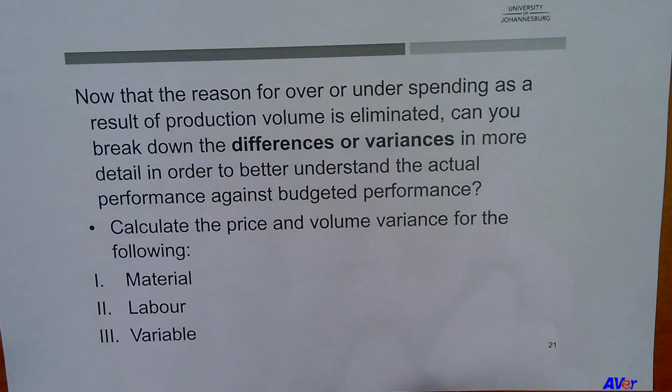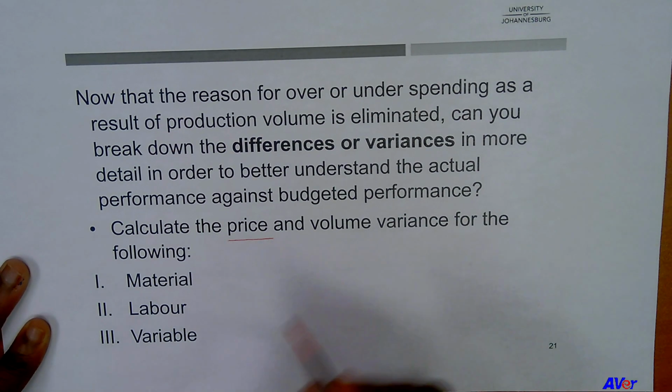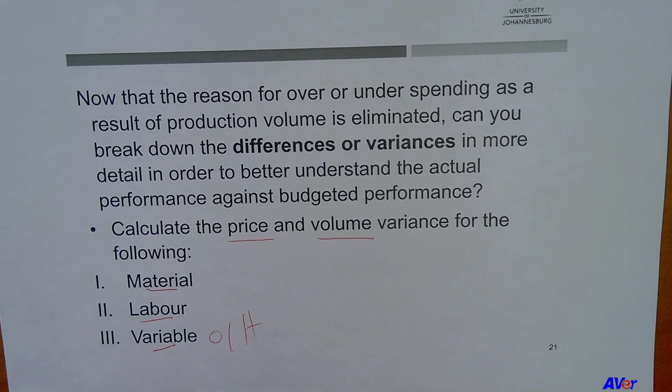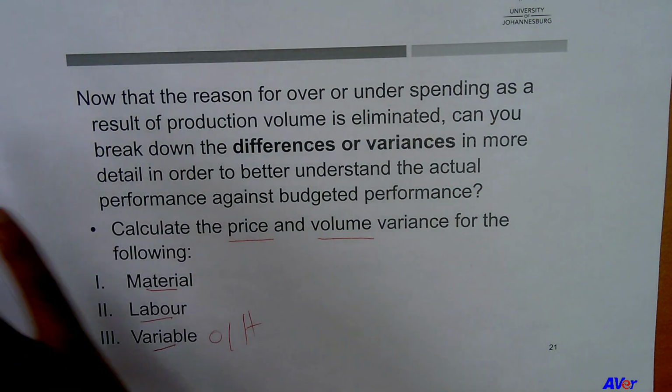So now we're at a point where we can say, okay, let's look further, let's dig deeper. We've eliminated the inconsistencies that we had. Now we can say, okay, what is the price and what is the volume variance for material, labor, and variable overheads? Now we can go deeper into the reasons of us overspending. And that, ladies and gentlemen, is standard costing. The difference, or the variance, between price and volume in terms of the standard and the actual. Just to give you a quick recap in terms of the amounts that we had, so that you can continue to follow.